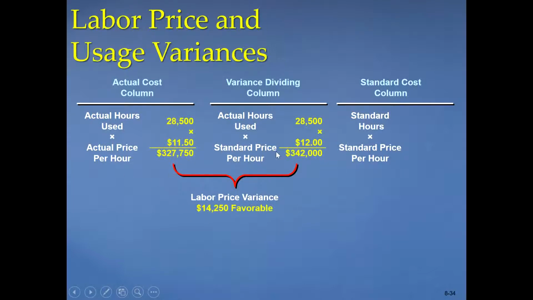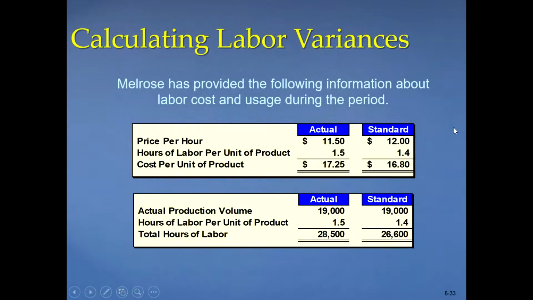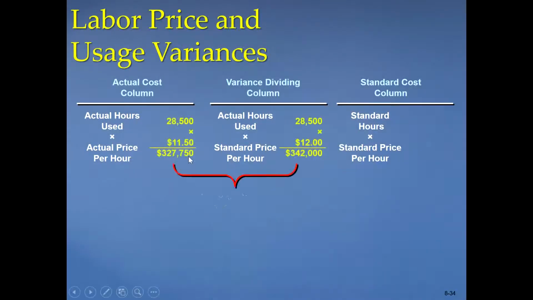So now we need to compare here. Actual cost is 327,750, and at actual hours this should have been 342,000. So we paid a lesser amount. So it is a labor price variance. So I'll go back here. Sometimes there is a misunderstanding. For example, here we cannot determine whether the labor price variance is favorable or unfavorable unless we go to the next slide and adjust it to the actual one. You can see here this is the actual price, this is the standard price. So we pay less, and if you pay less, it is a favorable variance.